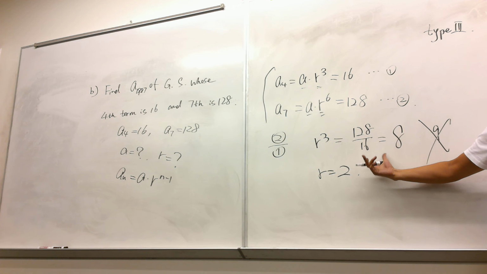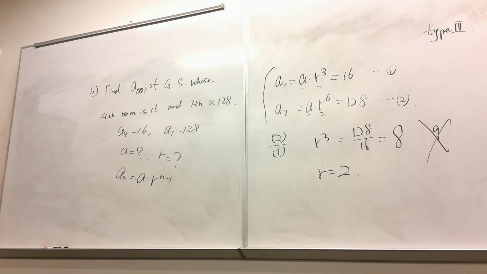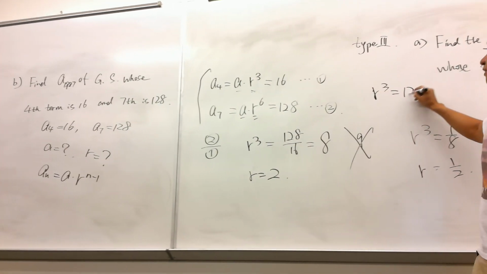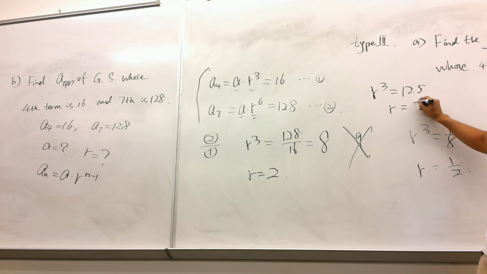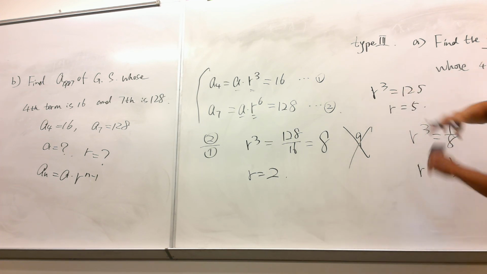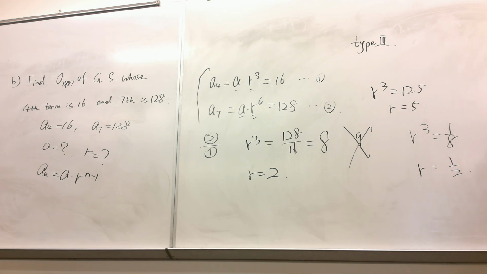It may not be 8. Guys, for example, R cubed equals 1 over 8. Do you know what R is? 1/2. You with me, guys? You know how to do that, right? And for example, R to the cube equals 125, then R equals 5. Am I right? And if R to the 5th equals 32, what is R?